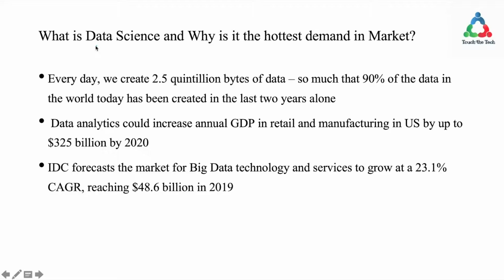So we have all seen what data science is. Why is it in the hottest demand in the market? Everywhere we go we hear that data science is the sexiest job of 2020, 2019, and so forth. So why is it the hottest job? Let's see. Every day we create about 2.5 quintillion bytes of data. About 90% of the data in the world today has been created only in the last 2 years. So just think, 90% of the data has been created only in the last 2 years.